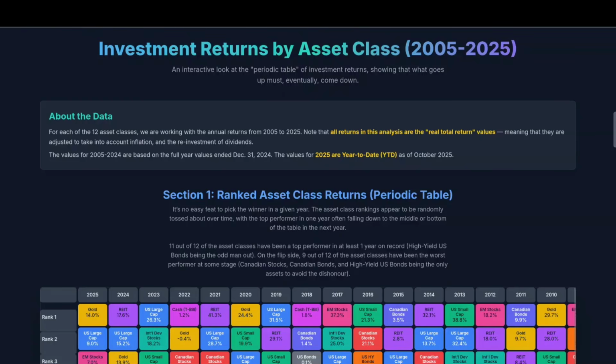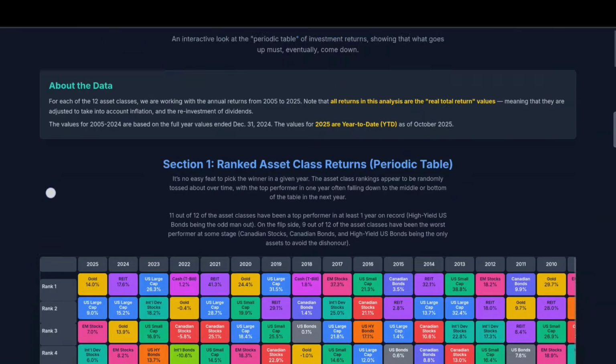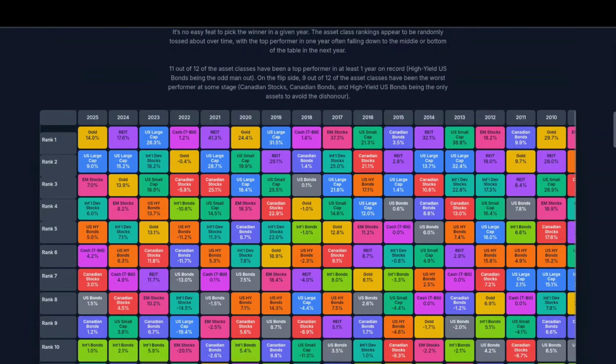What's fascinating as a takeaway is 11 out of the 12 asset classes have been a top performer in at least one year on record, with high yield US bonds being the odd man out. On the flip side, 9 out of the 12 asset classes have been the worst performer at some stage, with Canadian stocks, Canadian bonds, and high yield US bonds being the only assets to avoid that dishonor. So if we start to look at the table now, we can see going back historically.